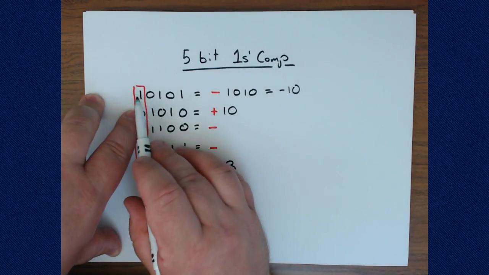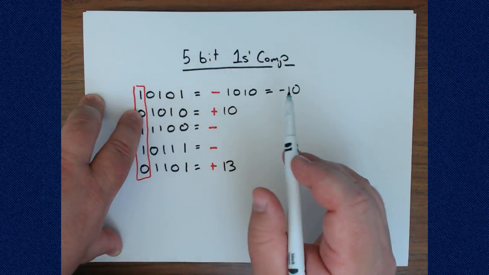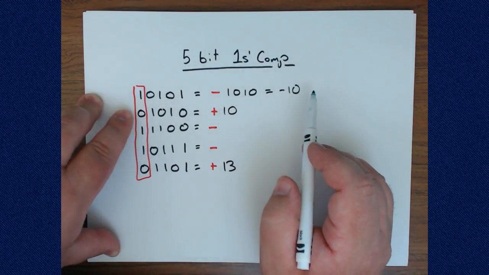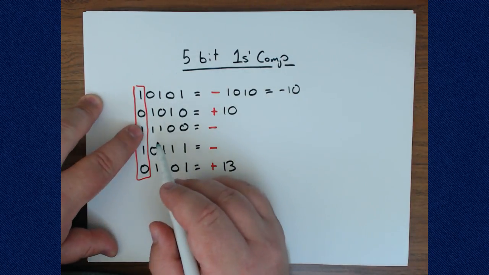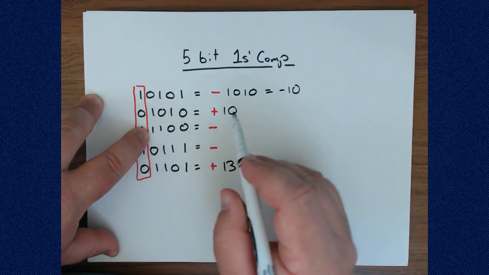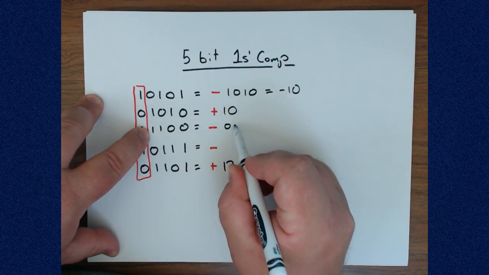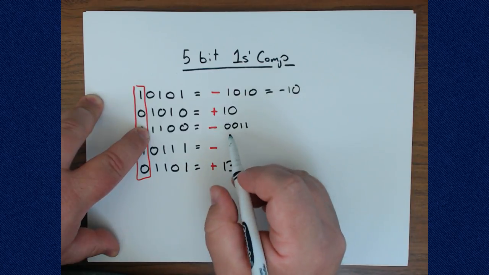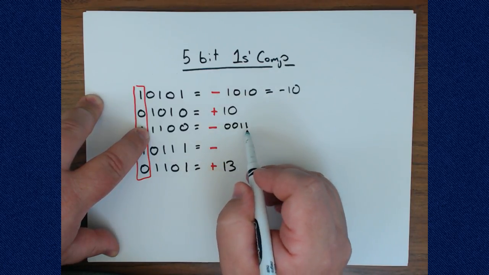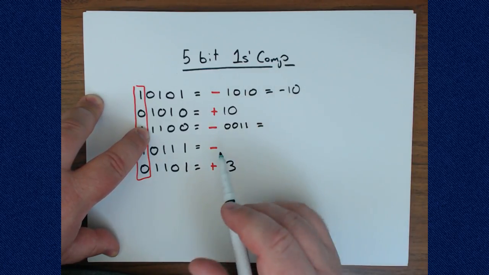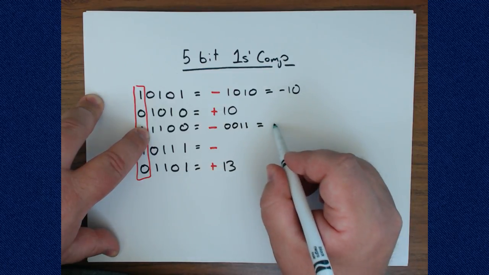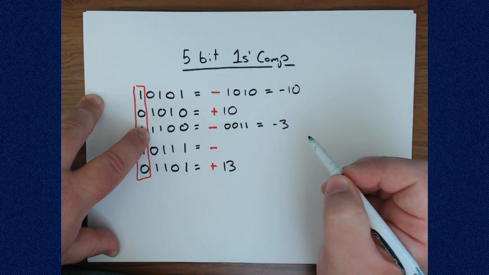The original bit pattern, 1, 0, 1, 0, 1, is negative 10 decimal. Now we'll do the same thing here. First I'll flip all the bits so I know what binary I'm dealing with. So that's 0, 0, 1, 1. So the negative of whatever 0, 0, 1, 1 is going to give me my final value. So that's 3. So the answer here is negative 3.